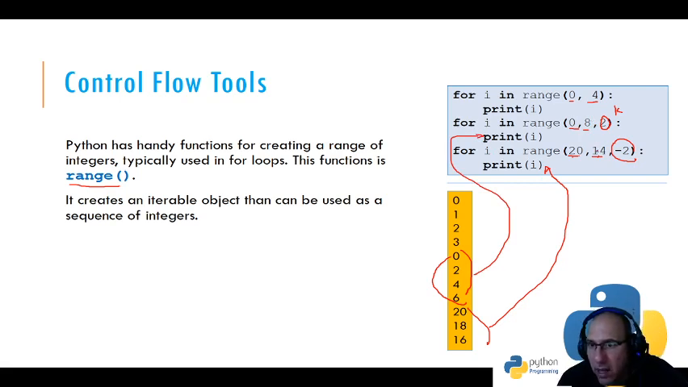It will not give you the stop point. Yeah, it will not give you the 14 in here. It gives us the 16 but not the 14. From 0 to 4, the step is missing, so it's by default positive 1, so it's 0, 1, 2, 3. These are from here.